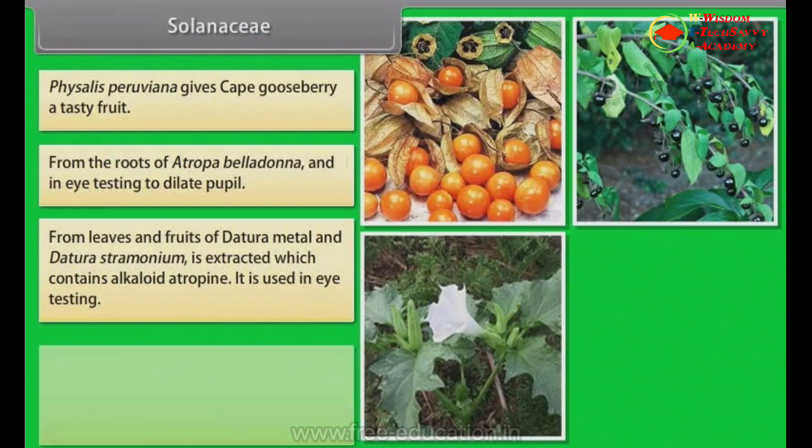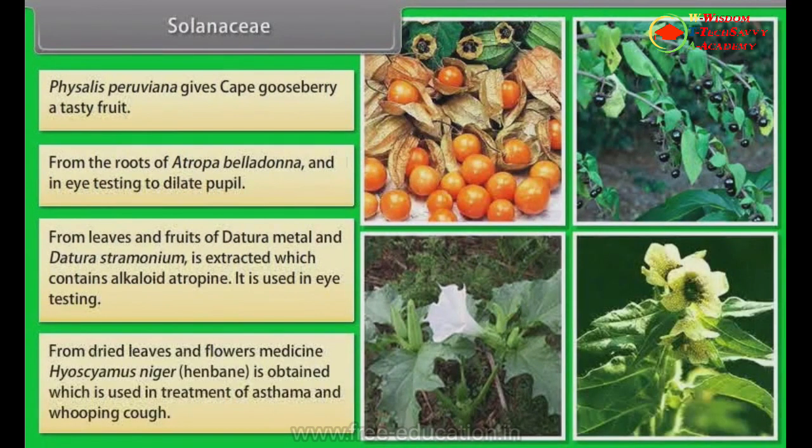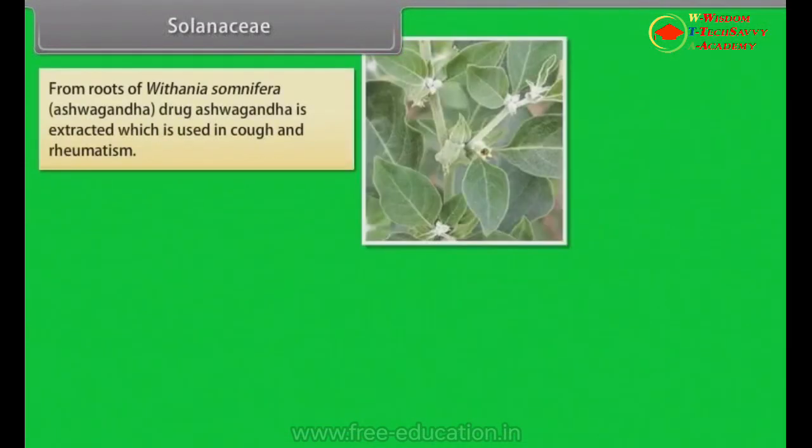From dried leaves and flowers of Hyoscyamus niger, henbane, medicine is obtained, which is used in treatment of asthma and whooping cough. From roots of Withania somnifera, ashwagandha, the drug ashwagandha is extracted, which is used in cough and rheumatism.